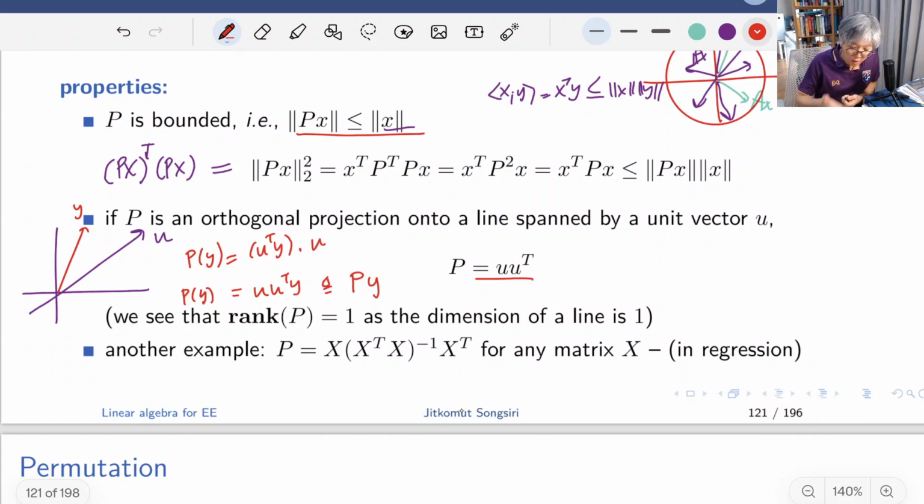So its meaning is that the meaning of this P is to project a vector y on a line explained by u.